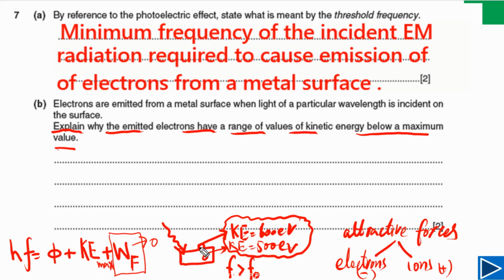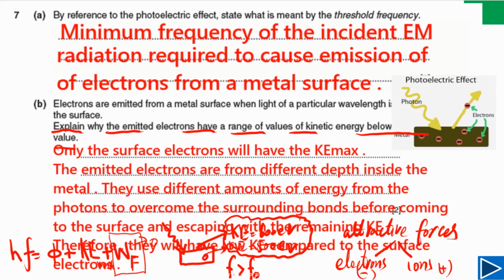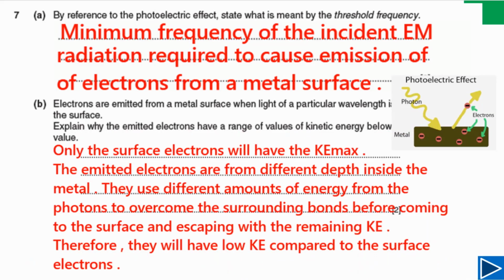And other electrons emitted from below the surface will have different amounts of kinetic energy depending on where they are coming from. So this is all we need to understand. If we have this clear understanding now, we can write down our answer. So here is our final answer. As you can see here, now I have written this one for you, so you can just see.